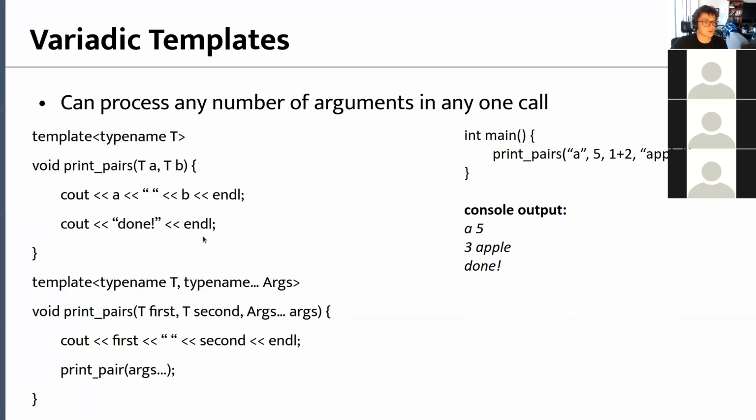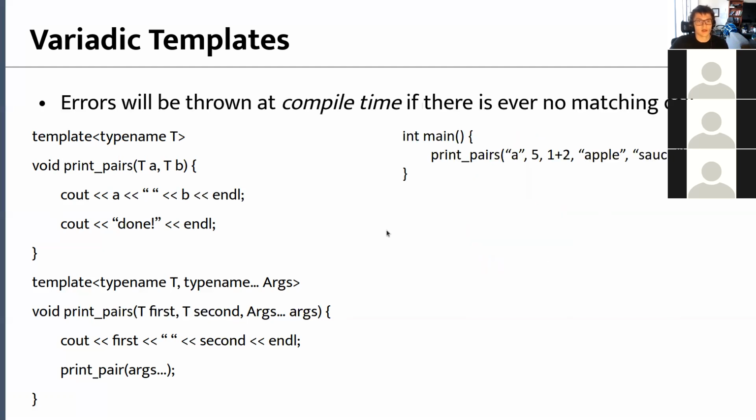We have this base case which takes in 2 objects and prints both of them, and then prints done. So if we call it on 4 items here, we're going to see the first 2 are printed together. The last 2 are printed together, and then we're going to get done because that's what happens at the end of our base case. Yeah, and the important thing to note here is that all of this, like everything in C++, is checked at compile time. So if there's no matching function call, we will know it pretty darn soon.